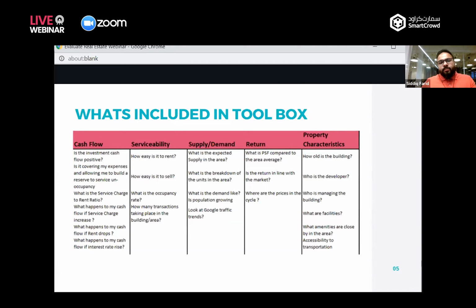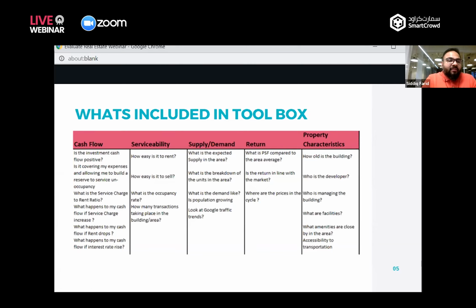The other thing that's important to look at is the serviceability of the unit that you're evaluating. What do I mean by serviceability? Serviceability is how easy it is to service that apartment or unit, meaning how easy is it to rent if it becomes vacant?